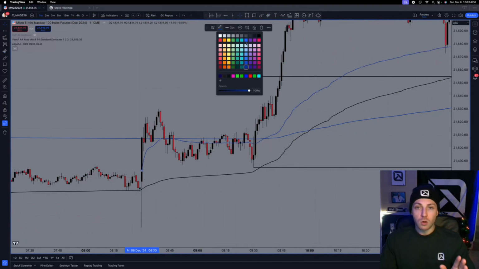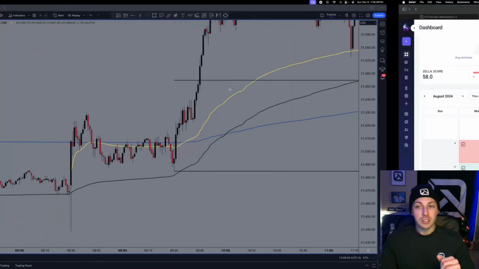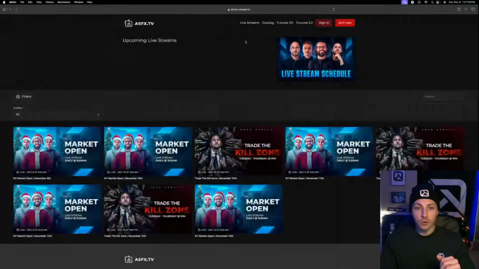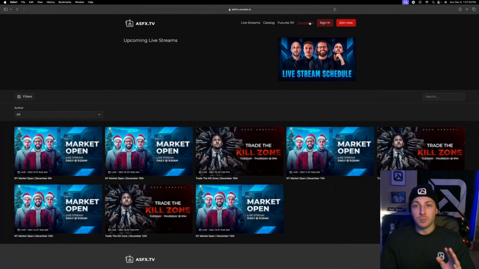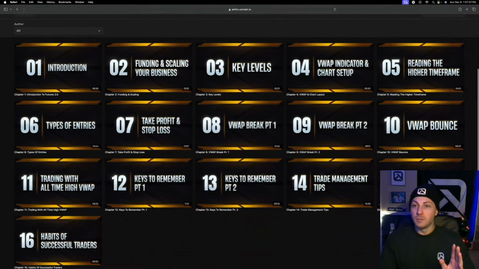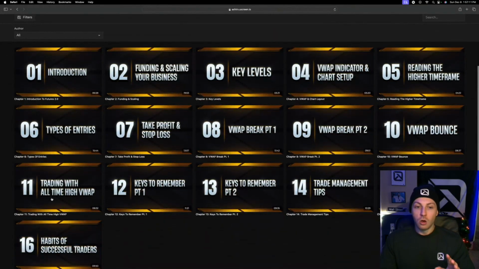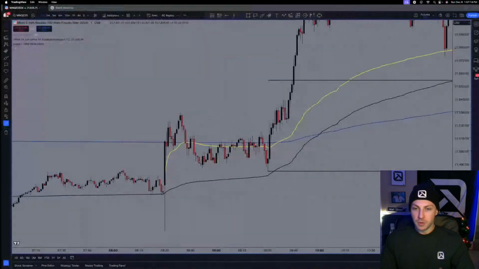And I'll turn that one yellow, all my news VWAPs. Like if you've seen the Futures 2.0 course on ASFX TV, over here, like I said, we've got all the live streams, but if you go to Futures 2.0, we have the key levels, the VWAP and indicator setup, so a little bit more detailed than this, as well as all-time high VWAP, trading with the news VWAP, keys to remember, everything like that.